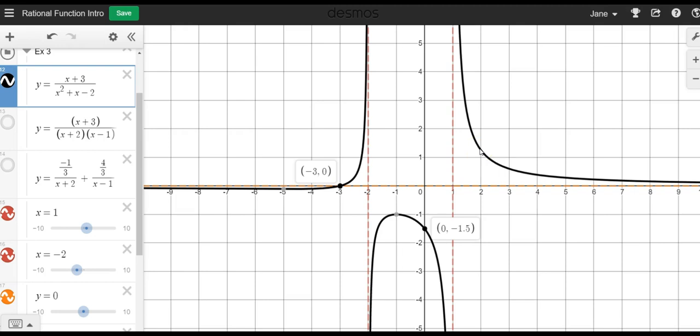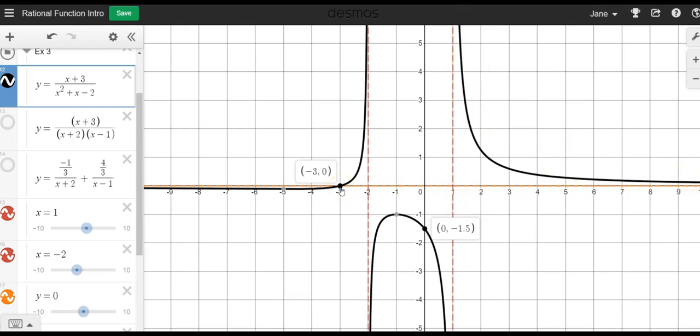There's something called the sign test, which I will also include in the Going Deeper video. I'll just mention it here, but basically you could say, if I put 2 into all 3 of these factors, 2 plus 3, 2 plus 2, and 2 minus 1 are all positive numbers, so that tells me y is positive. If y is positive, then the graph clearly has to all be above the x-axis, and obviously it can't cross the vertical axis, so that's the only place to draw the graph.